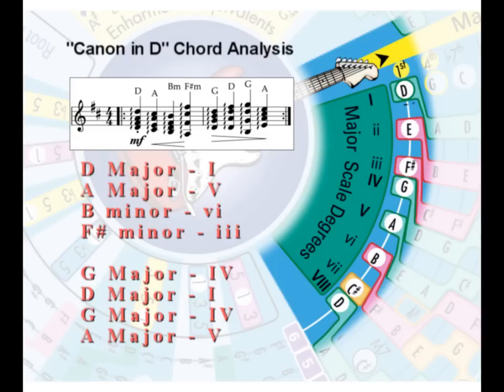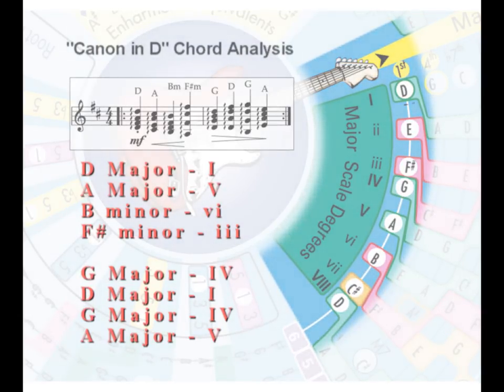The second measure has a G major, D major, G major, A major, which would be a 4, 1, 4, 5 progression. Okay, great. We've just learned some basic theory.